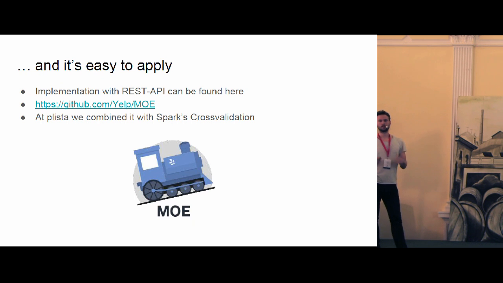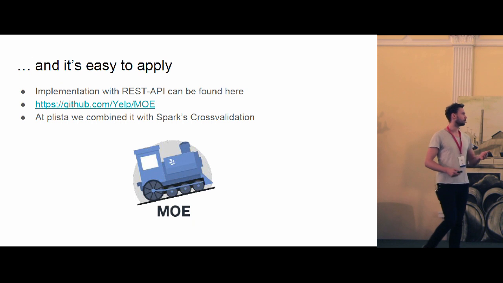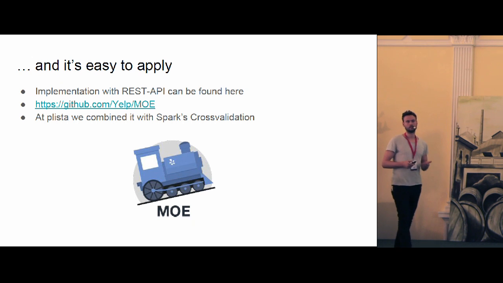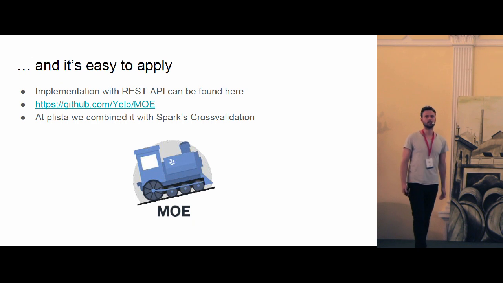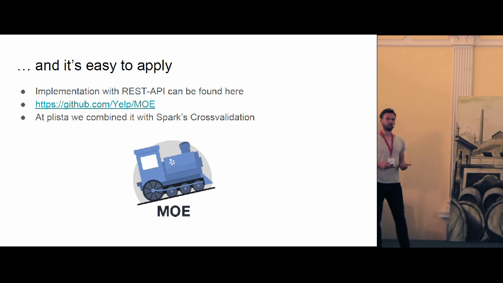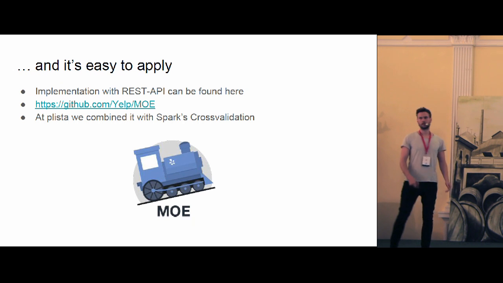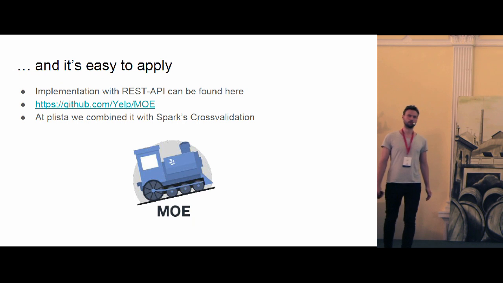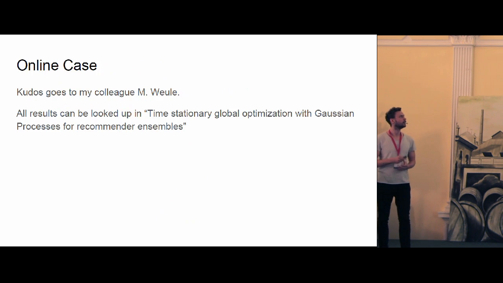It has a REST API. You can just query it with your templates you already had, and it gives out new samples that you are supposed to query. We, for example, at Plister use it and combine it with the cross-validation from Spark, so we can speed up every cross-validation that we use with Spark. I can highly recommend using it.